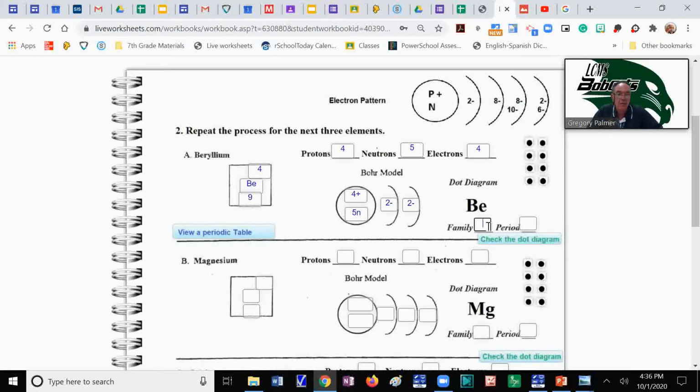These 2 valence electrons tell us it's in family 2. The 2 energy levels tell us it's on period 2. The 2 valence electrons are represented by 2 dots in this dot diagram.